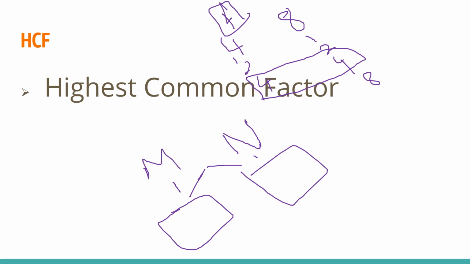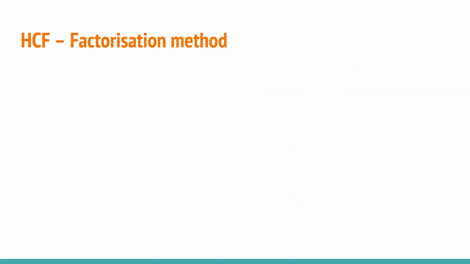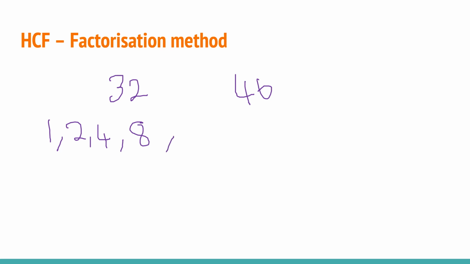So let us see how to find the HCF. Initially, let us see the factorization method. Similarly to how we found it for 4 and 8, let us take some bigger numbers like 32 and 46. The factors of 32 are 1, 2, 4, 8, 16 and 32.